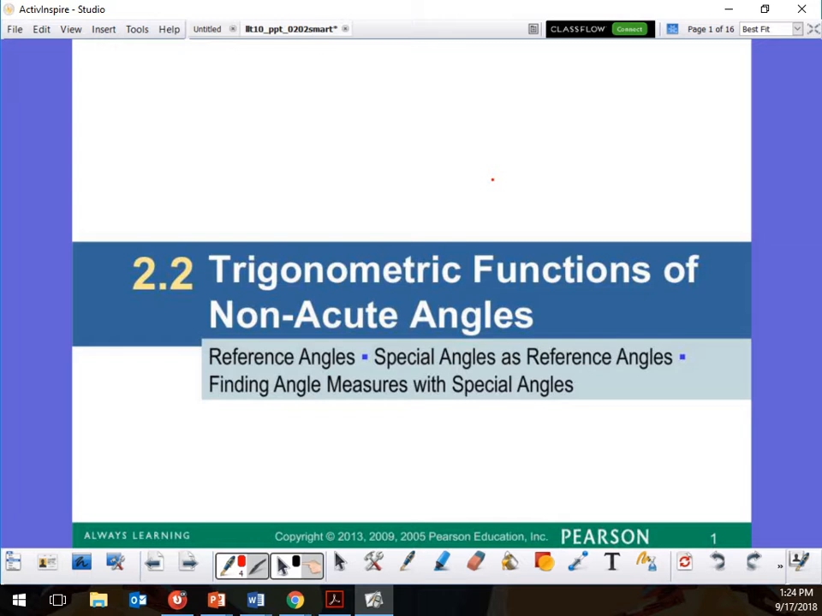All right, so trigonometry functions of non-acute angles. Now, what does the word acute mean? The angle is acute, less than 90. So if it's not acute, that means it's 90 and over. It just says non-acute, 90 and over.